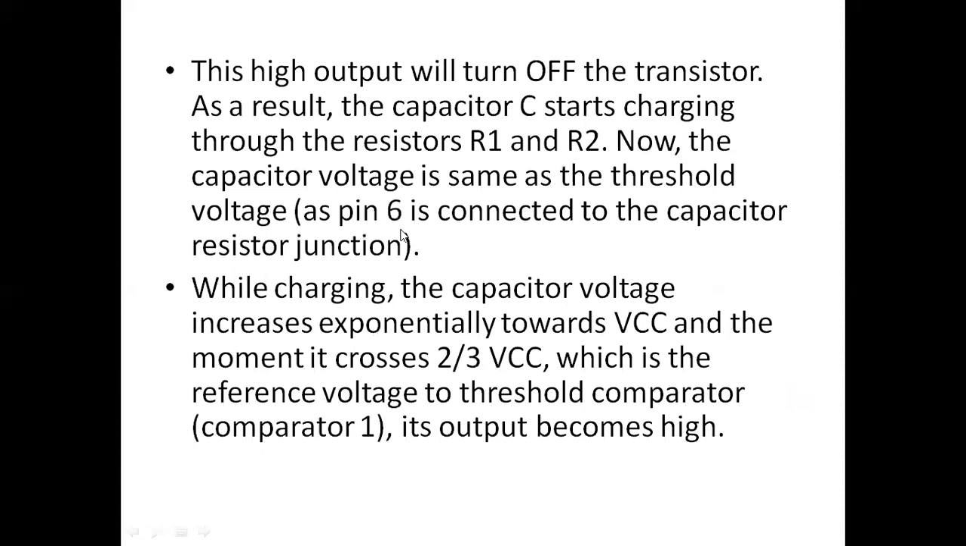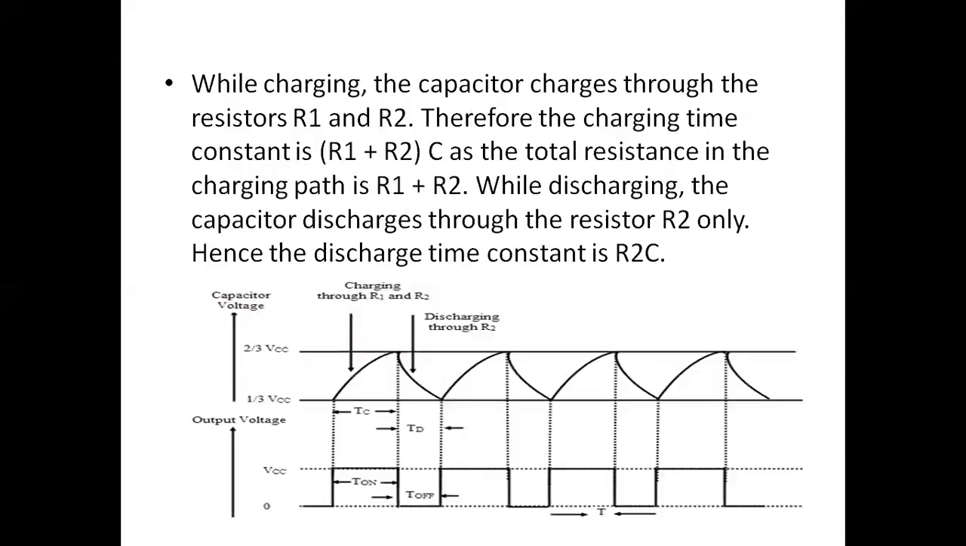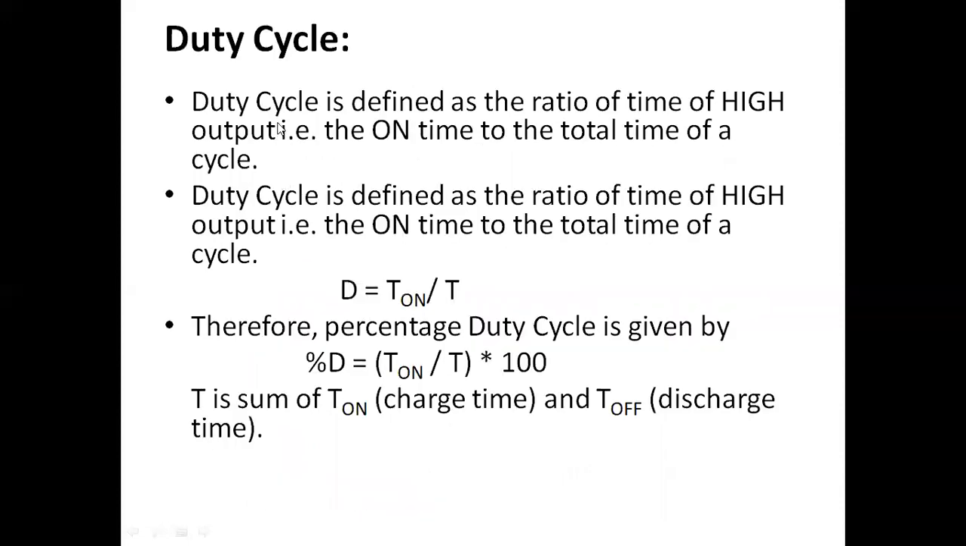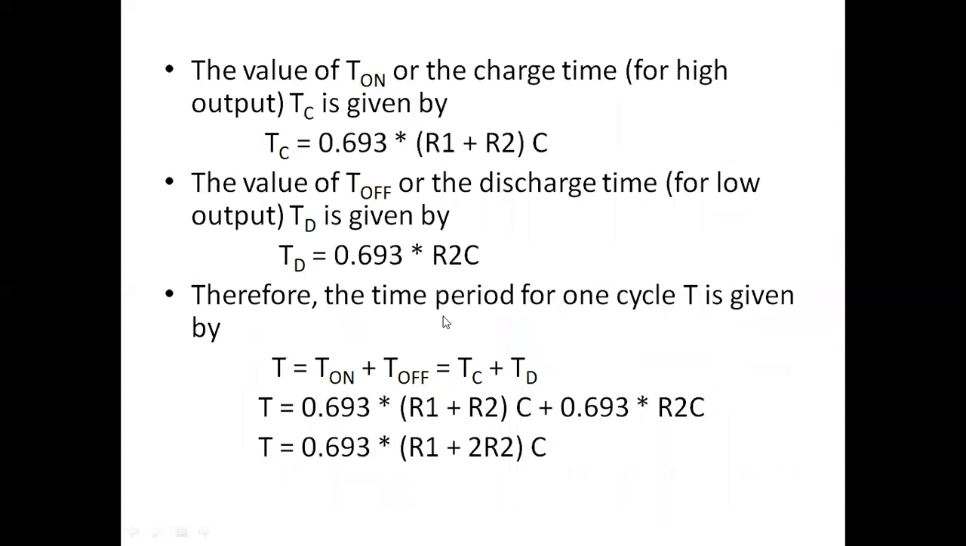So these are the points which I am explaining. We have two waveforms. One is the capacitor waveform, another one is the output waveform. While charging, we have logic 1 output. While discharging, we have logic 0. So this is the duty cycle of the circuit. Duty cycle means the ratio of on time to the total time. On time means the charging time of the capacitor. Total time means on time plus off time, that is, charging time and discharging time of the capacitor. So here we have the charging time and here we have the discharging time.